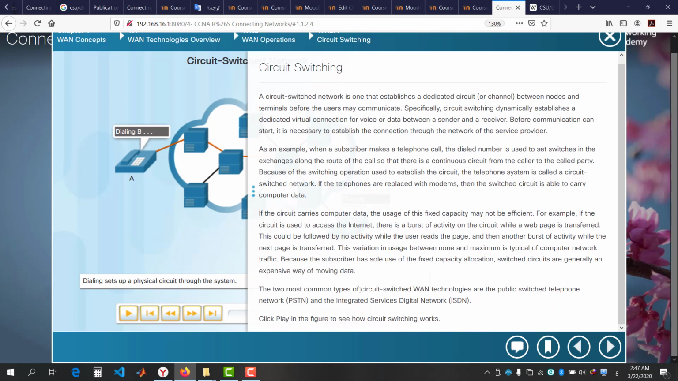Also, at the end of this slide, he discussed two common types of circuit switching, which are called PSTN, which stands for Public Switched Telephone Network, and another type which is called ISDN, Integrated Services Digital Network. We have to focus again. These are two common types for what? Circuit switching, not packet switching, okay?